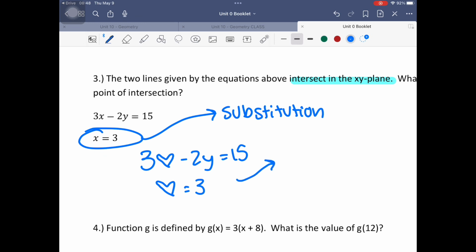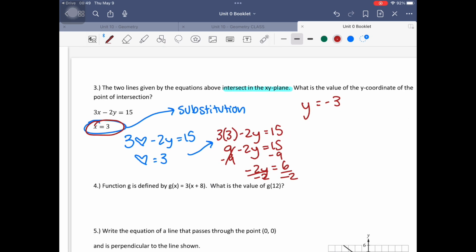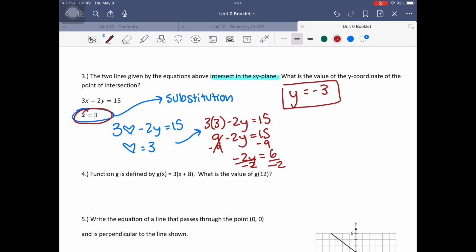So this is what we're going to do. We said the heart, or in this case the x, was 3. So 3 times 3 minus 2y is equal to 15. This would be 9 minus 2y is equal to 15. Subtract 9 from both sides, so negative 2y is equal to 15 minus 9, which is 6. Divide both sides by negative 2, so y would be equal to negative 3. It says what is the value of the y-coordinate? So that's all we need to do. If it were to ask for the x value, you would just plug it back into here, but we're given the x value right here, so we don't need to worry about it.